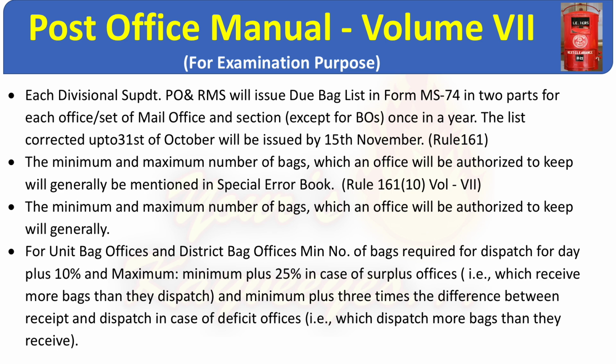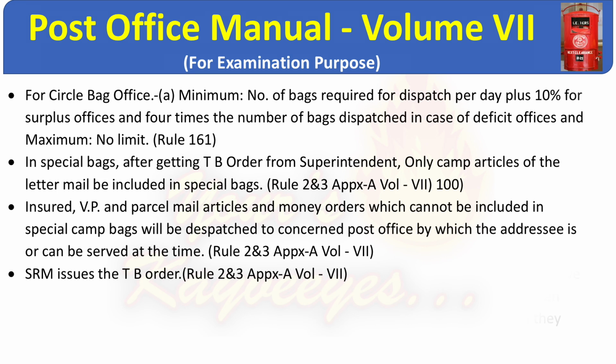in case of surplus offices which receive more bags than they can dispatch. And the maximum is the minimum plus 3 times the difference between receipt and dispatch in case of deficit offices, which dispatch more bags than they receive. For the circle bag office, the minimum is the number of bags required for dispatch per day plus 10% for surplus offices, and 4 times the number of bags dispatched in case of deficit offices, and maximum no limit.